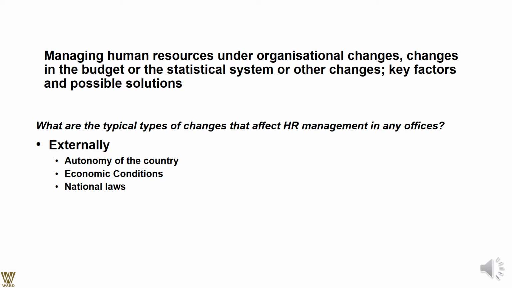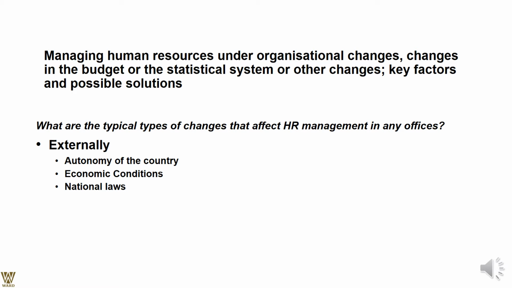Now for everything, there are pressures that can manipulate, motivate, or change the direction or the course of action of the organization. What are the typical changes that happen in any office? Basically, externally, if the autonomy of the country has been threatened, if the country is at war, if there is a destabilization process, whether through external forces or internal forces, I am talking about country-specific conditions. The other would be the economic conditions, as in depression, inflation, and so on and so forth. And last but not the least are the national laws.